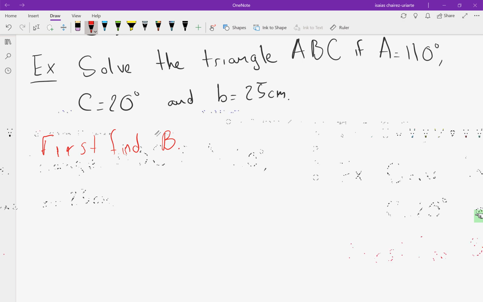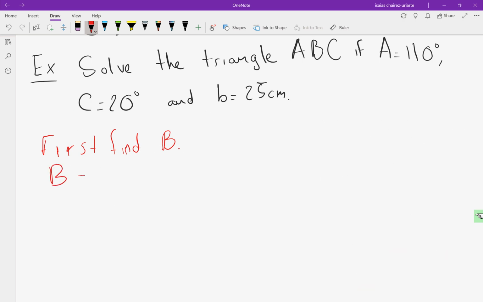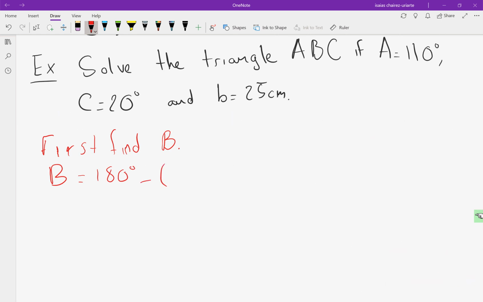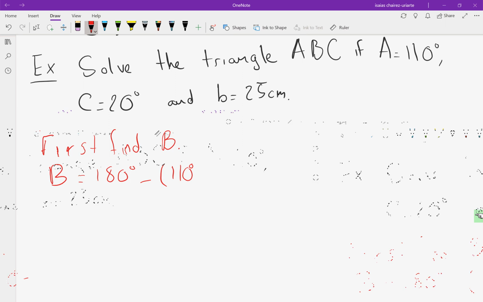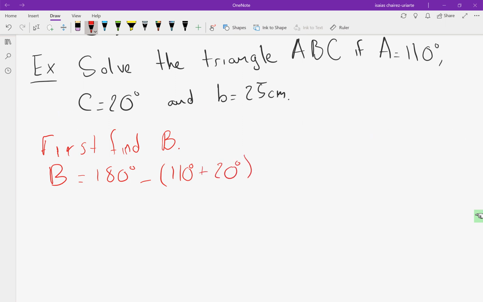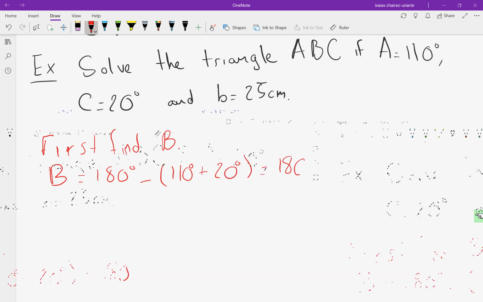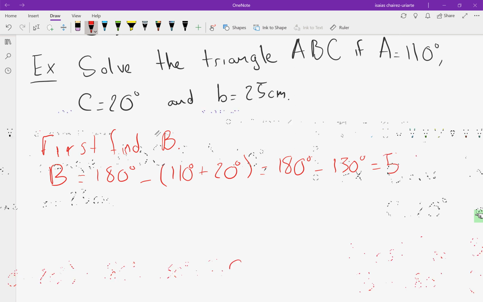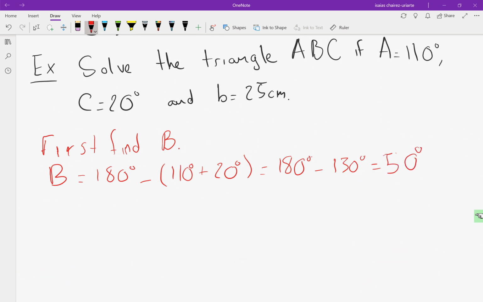All right, so then in order to find B, all I have to say is that B is going to be equal to 180 degrees minus the sum of the other two angles, 110 plus 20. So that's saying 180 degrees minus 130. That tells me that B is equal to 50 degrees. All right, so far so good. I found the missing angle.